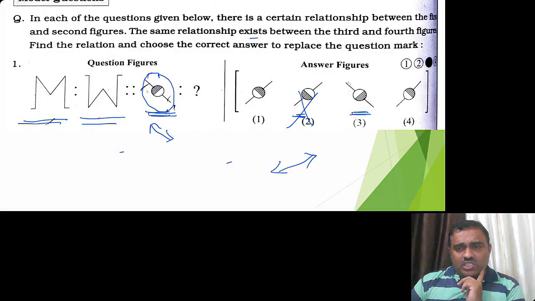Okay, it will not change left side and right side. It will be as it is. Only what will change? The shaded portion is at up, and it will be at down now. That one change will be there in it. And so option number 3 is correct.